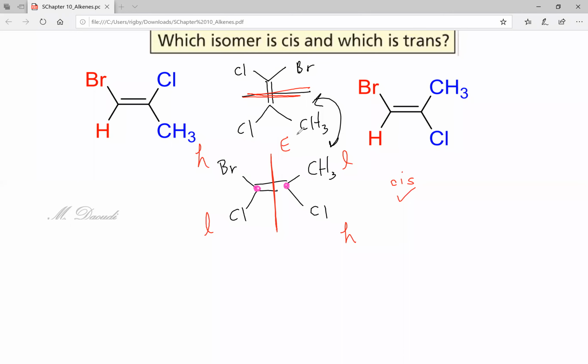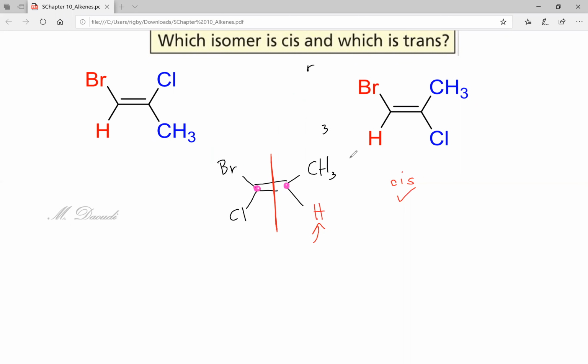Okay. And then hold on. So somebody else asked, what if instead this chlorine right here was a hydrogen? Okay. So let me just erase all this stuff here. So now this guy's hydrogen. So now the CH3 is high and the H is low. The Br is high still and the Cl is low. So this guy is just Z. And it's not cis and it's not trans because we don't have two of the same group to compare.